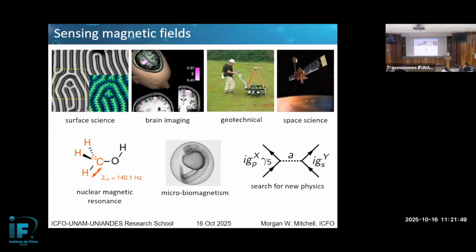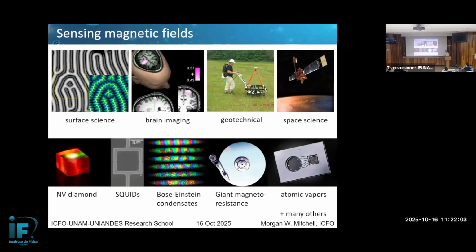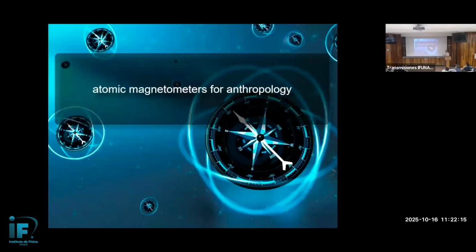Okay, so I showed you a number of different applications. So from the very small to the very large, we'll say now a little bit about these two that are in the middle. There are lots of sensors which are used to approach these different size scales. So in particular, I will talk first about atomic vapors, and then I will talk about SQUIDs.